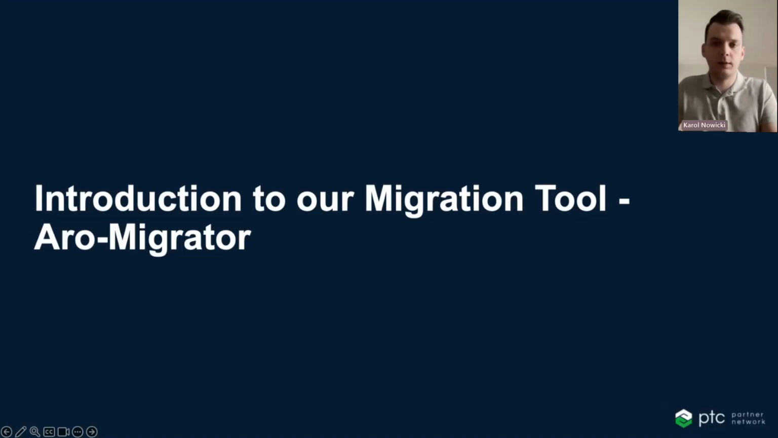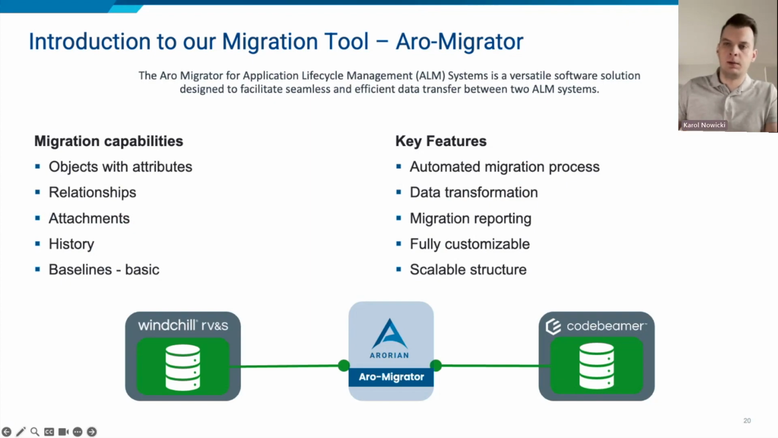Okay, and the last method I will present is developed by us, the Aro-Migrator tool. Aro-Migrator is a web-based application which works as a proxy in the process of data migration. The tool allows us to map fields and relationships between the source and target ALM systems. It's also able to migrate attachments, history, and basic baseline information.